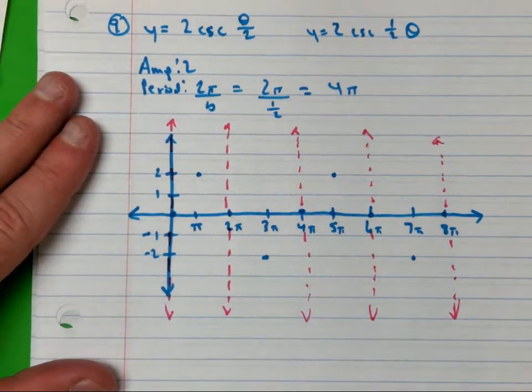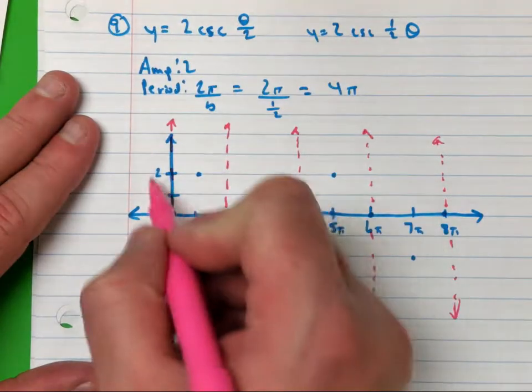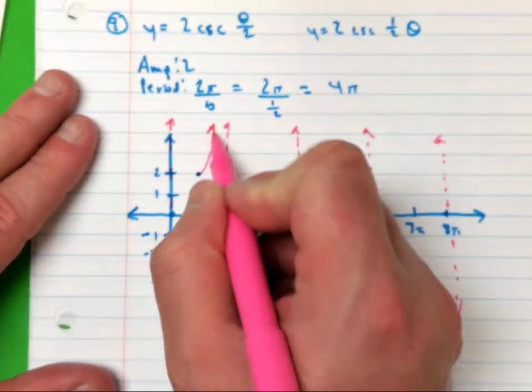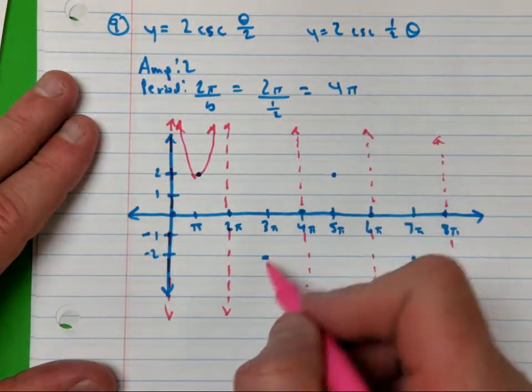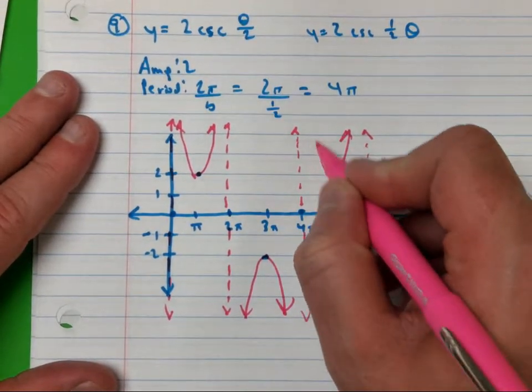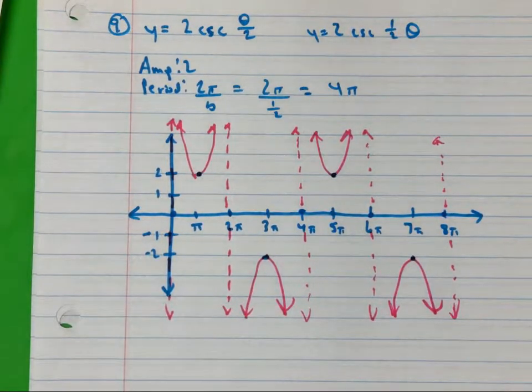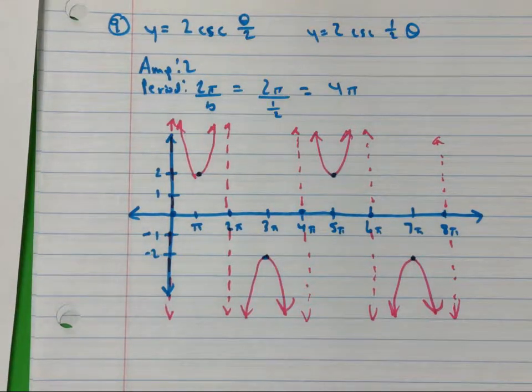Then we're going to draw our curves. Remember, it cannot go past the x-axis and do not go beyond these two asymptotes. So you're going to draw it up way like this. And that is my graph for y equals 2 cosecant theta over 2. Alright, let's look at number 10.